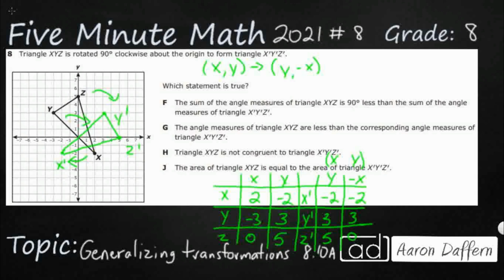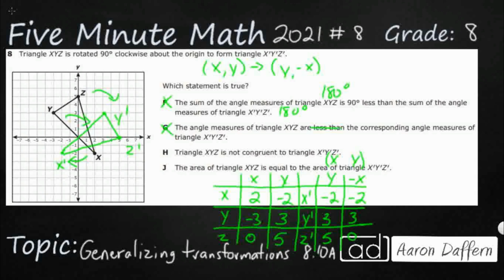And so let's see what happens with our answer selections here. The sum of the angle measures of XYZ, well, it's a triangle, all triangles are 180. Is 90 degrees less than the sum of the angle measures of X'Y'Z'? No. All triangles are 180, not 90 degrees more or less. Rotating doesn't do anything with that. The angle measures of triangle XYZ are less than, no, they're not less, they're not equal, they're greater than, they're the same.